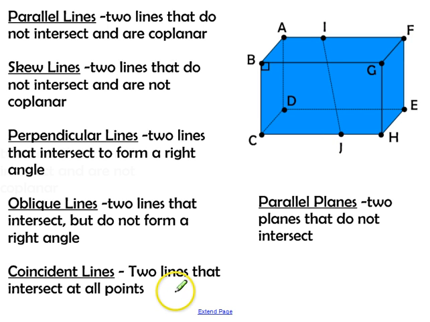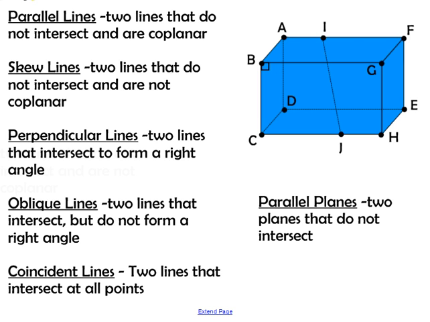Lastly, coincident lines are two lines that intersect at all points. If we were to talk about the line that goes through JH and also the line that goes through CH, we actually end up highlighting the exact same line. So line CJ and line JH, that would actually be the exact same line.